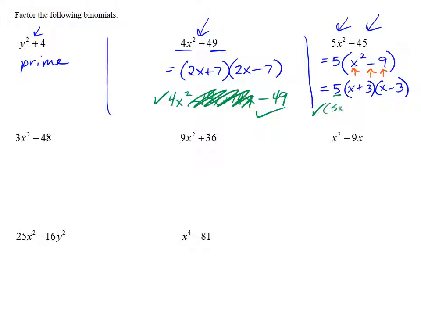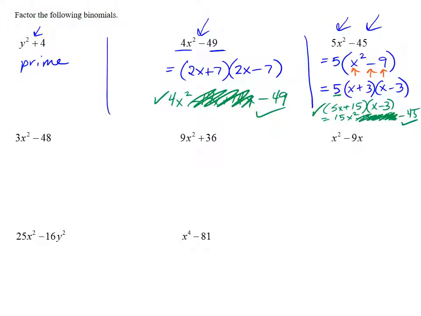So 5x plus 15, and then distribute or FOIL that to the final factor of x minus 3. So foiling 5x times x is 5x squared. Outside terms would be negative 15x. Inside terms is positive 15x. And last terms would be negative 45. So these two middles go away, and I get 5x squared minus 45. That's where we started.